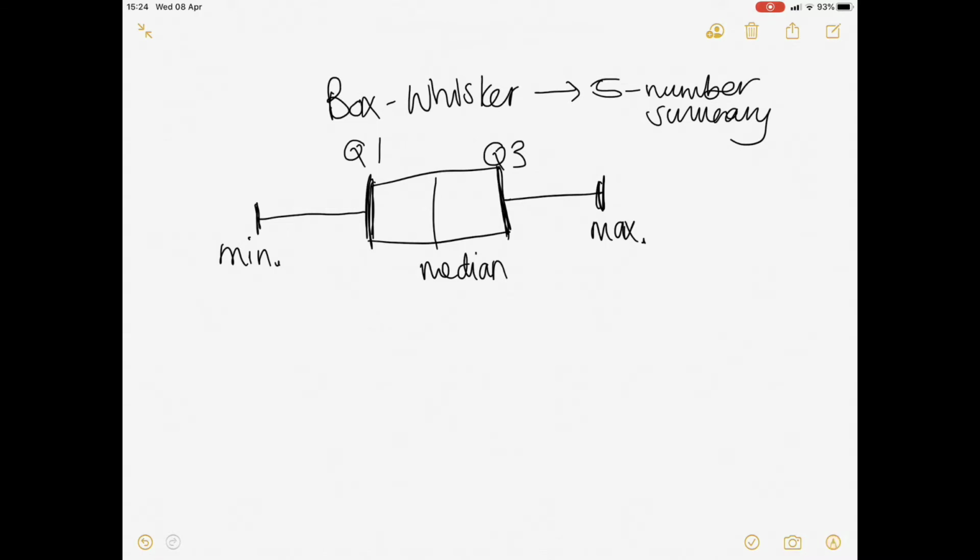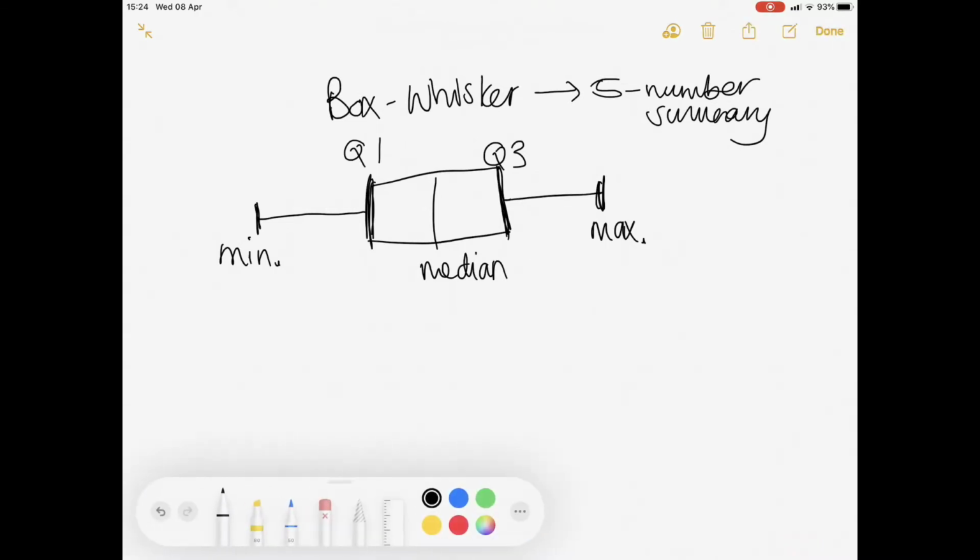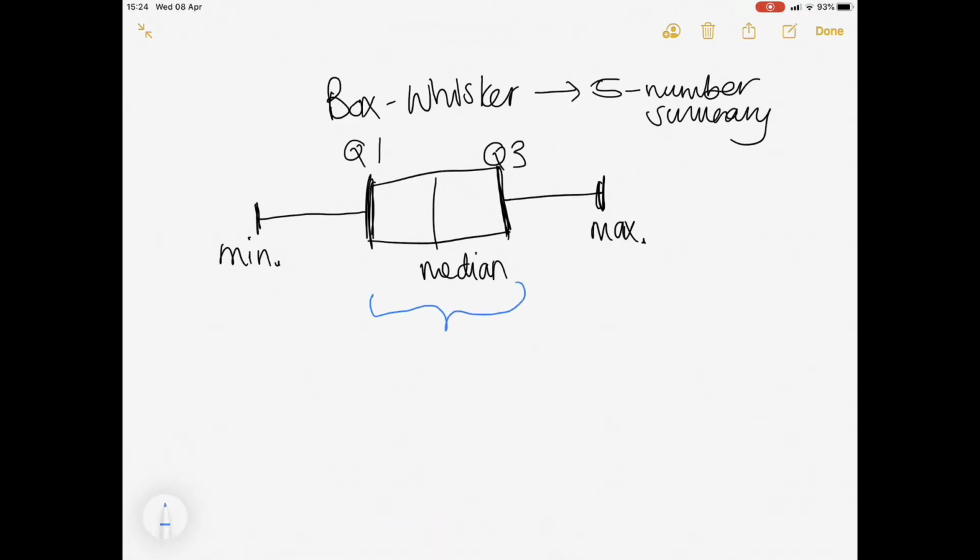Excuse the handwriting. And some important or interesting things you can see in this Box-Whisker plot, first of all, is that the box accounts for your middle 50% of your data set, which is also known as your interquartile range. Remember, the interquartile range is from Q1 up to Q3, or it's Q3 minus Q1. So that is your interquartile range.